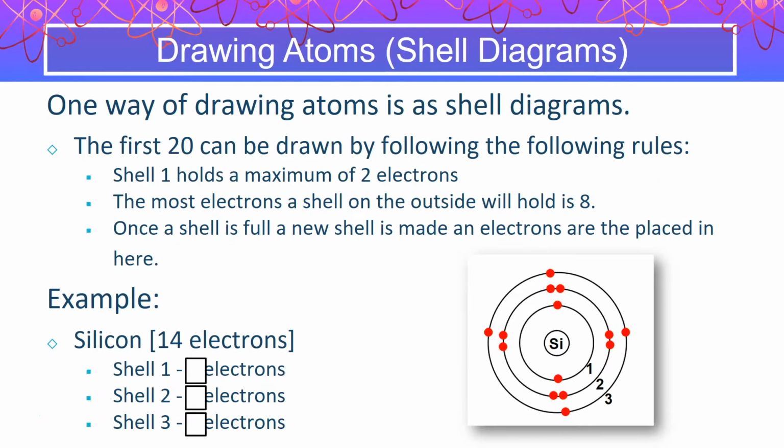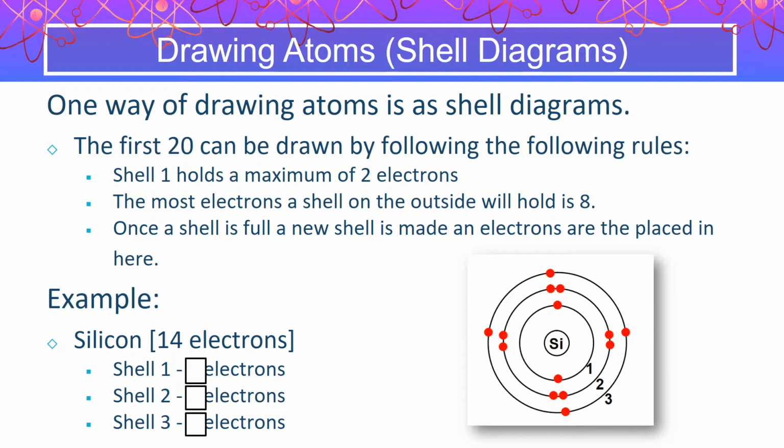So the way it gets around this is it quickly creates a new shell by having 2 more electrons in there. Once there are 2 electrons in an outer shell, it's established as the outer shell, and then the atom can come back and start backfilling. And that's what happens after the 20th atom, which is calcium. So generally speaking, shell 1 has a maximum of 2 electrons. And while a shell is the outermost shell, the maximum it's ever going to hold is 8. So once the shell is full, a new shell will be made and electrons are going to be placed in there. We'll look at silicon as an example.